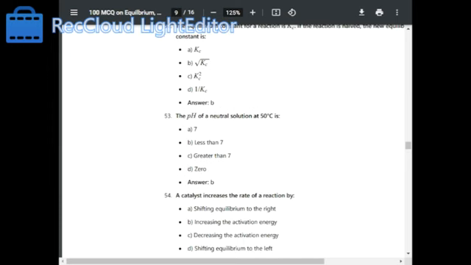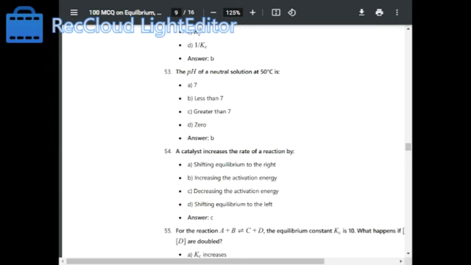Question number 53. The pH of a neutral solution at 50 degree is option A 7, option B less than 7, option C greater than 7, option D 0. The correct answer is B, less than 7. The pH of a neutral solution at 50 degree is less than 7. Option B is correct.